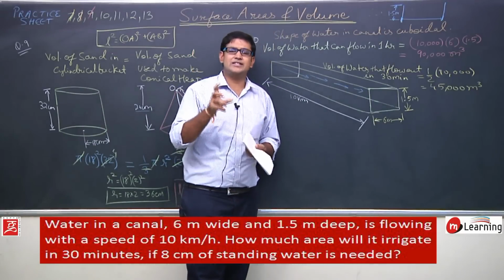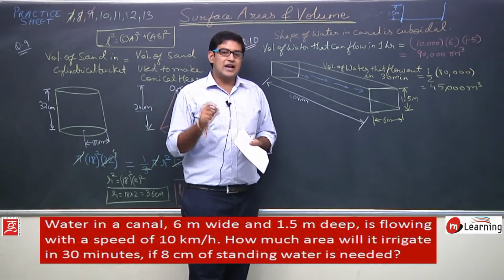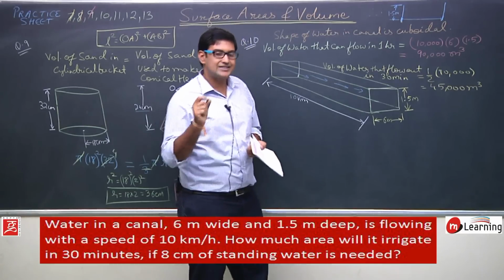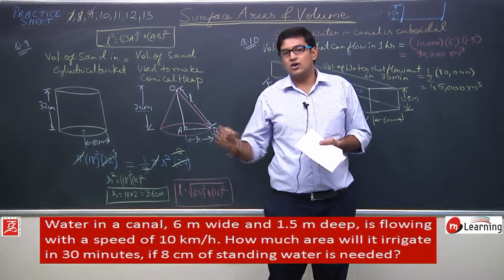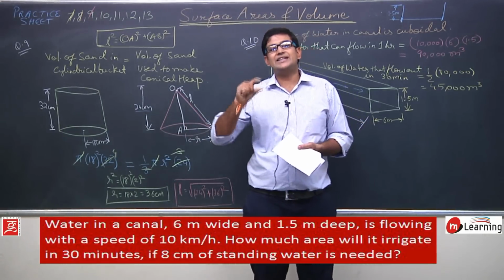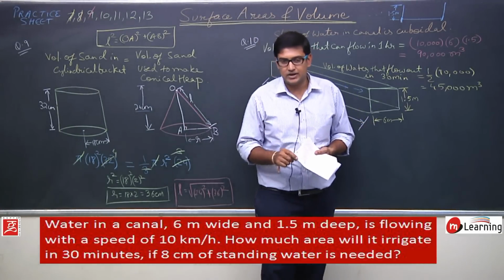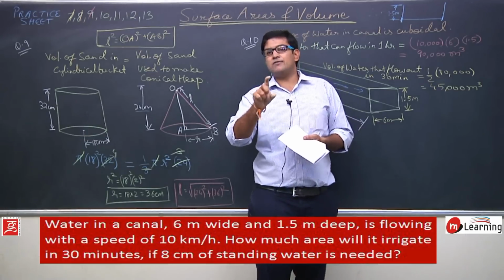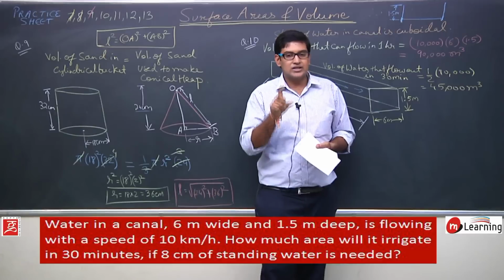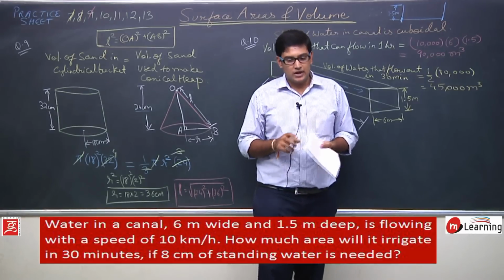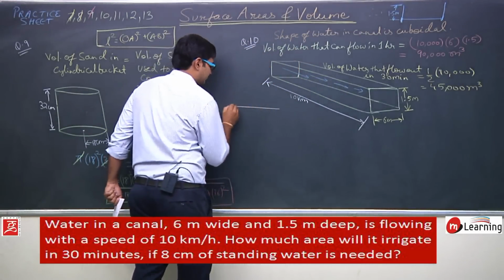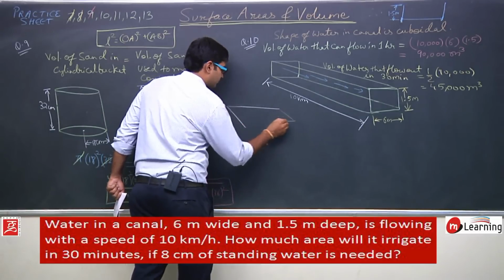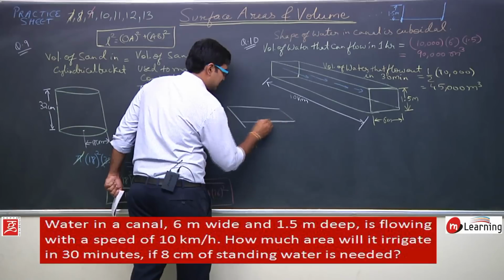What does this mean by standing water? It means that for irrigation, it is important that the level of water on the land should be at least 8 centimeter. At least 8 centimeter of height is required for the irrigation purpose. Now let us say this is a land.